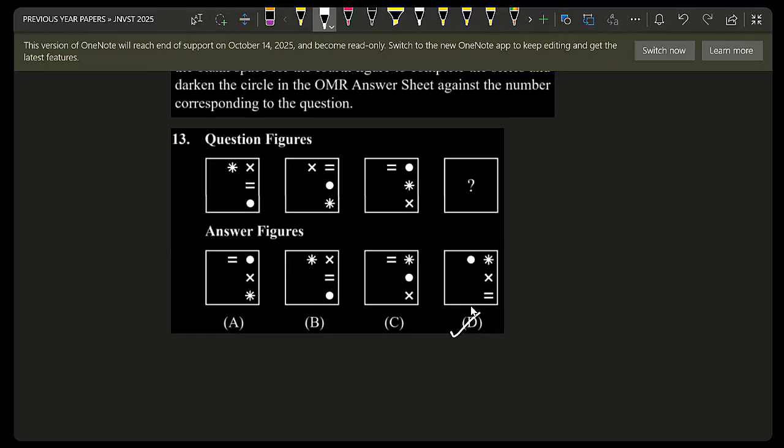Just by checking the dot, we got the answer. Even you can go with the other figure also. Equal to sign is going here. Equal to sign is going here. So from here again it has to come back. So it's there in option D. You can check the other figures also. Option D will be correct, completing this series completion. Next question.